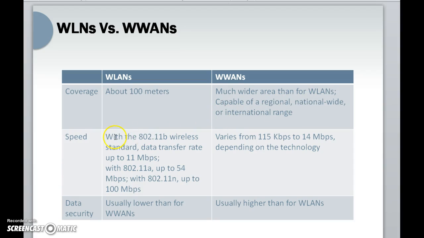The speed with the 802.11b wireless standard, data transfer rate is up to 11 megabytes per second. And for wireless WAN, it can vary between 115 kilobytes per second to 14 megabytes per second, depending on the technology. Also, in terms of data security, wireless WAN has a higher security than wireless LAN.